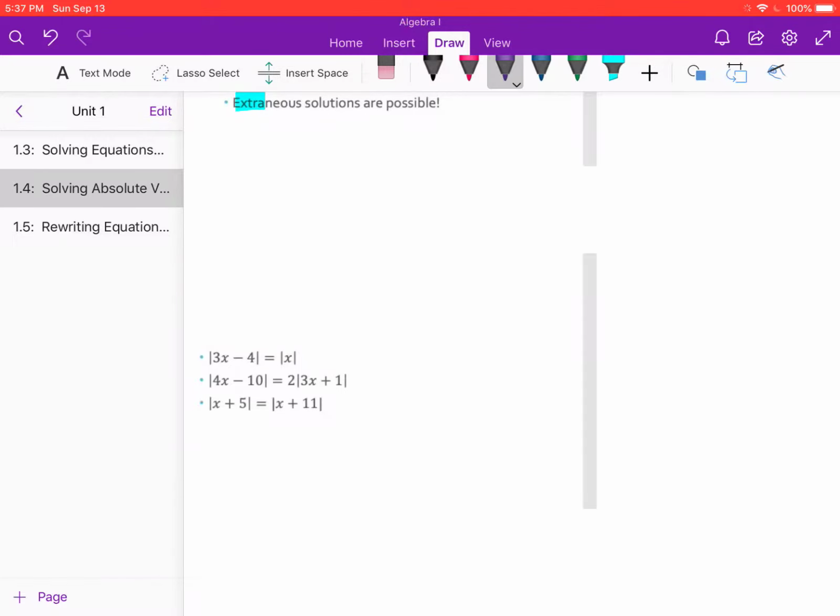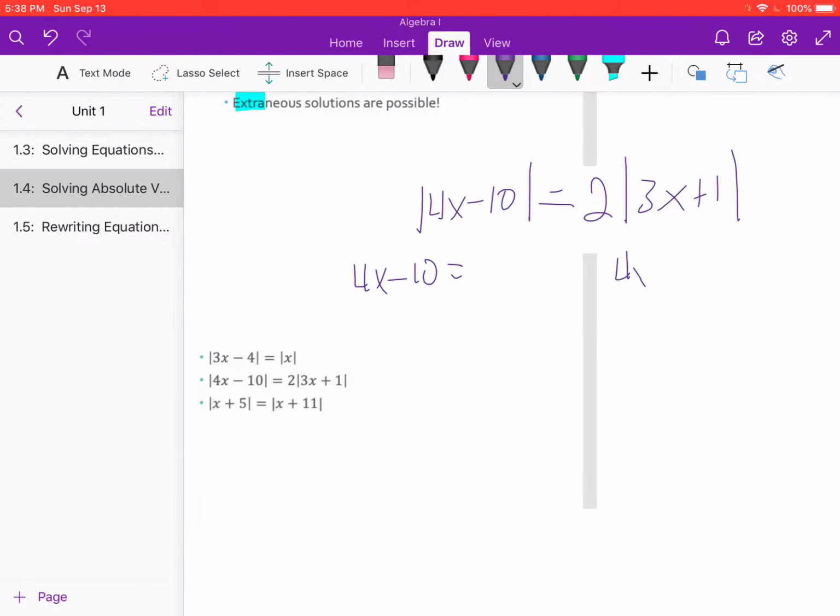All right, so the next one. We have the absolute value of 4x minus 10 equals 2 times the absolute value of 3x plus 1. We have one side where we just have an absolute value, so we're going to take what's in that absolute value and write it twice. 4x minus 10 equals, and 4x minus 10 equals. For the first equation, I'm just going to rewrite the right side, except switch the absolute value to parentheses. And then I'm going to do the same thing for the second one, but I'm going to throw a negative in front.